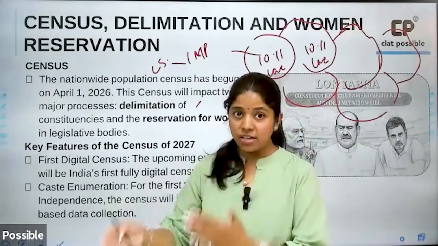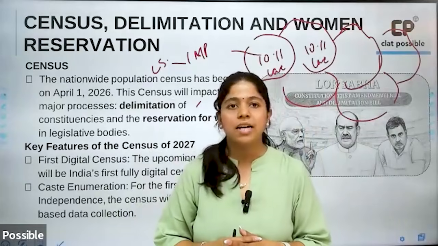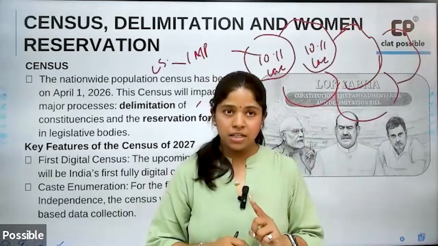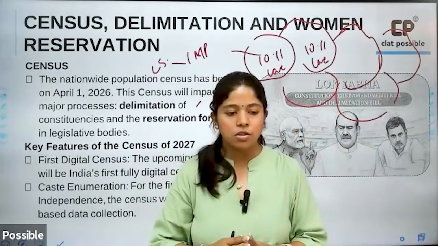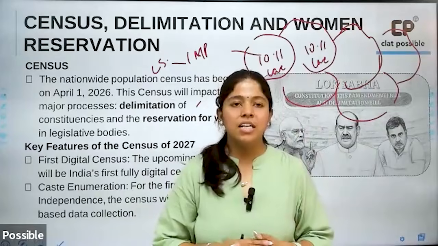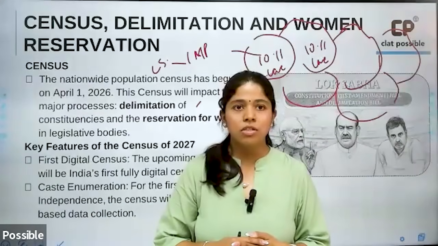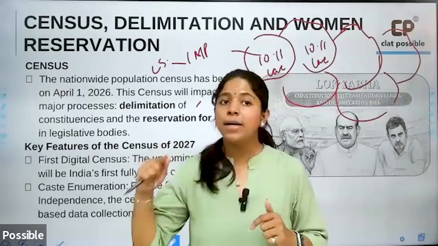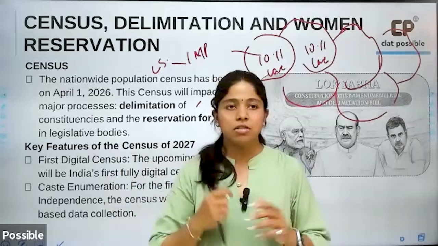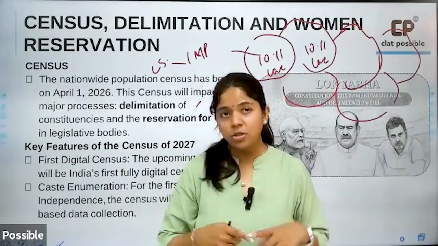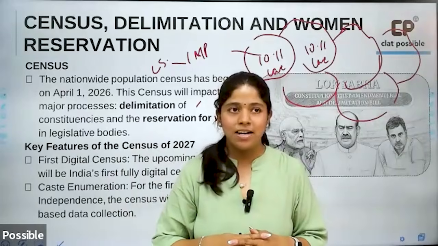That is, the next delimitation was supposed to take place in 2001-2002. Again, the government did not undertake delimitation, only rearranged the constituencies on the basis of reservation, and further brought out the 84th Constitution Amendment Act 2003, which said that delimitation will now take place in 2026 after the 2021 census. However, the 2021 census did not take place because of the COVID pandemic.